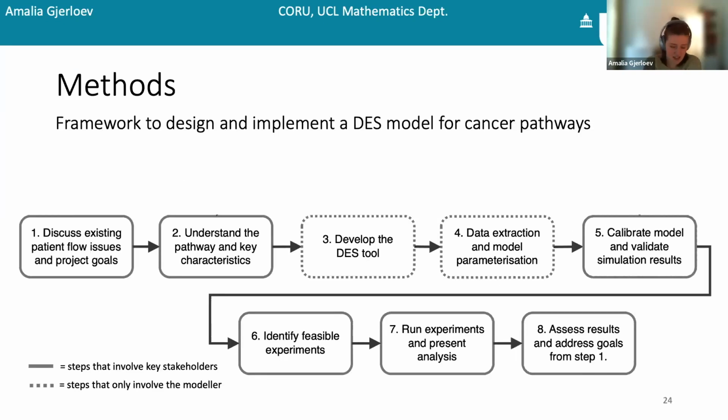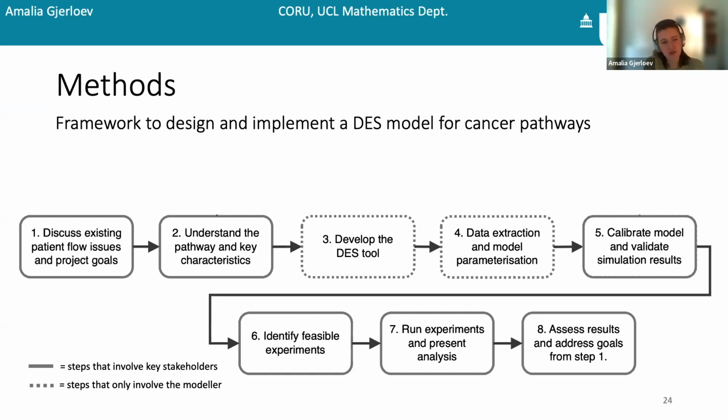All right, let's talk about the methods that I'm using. So the first thing to do, I guess, is to list out all of the steps that we want to follow in order to design and implement a discrete event simulation model for cancer pathways. These are the steps that I've more or less followed for the lung cancer pathway, which is my first case study. And let's talk about this.